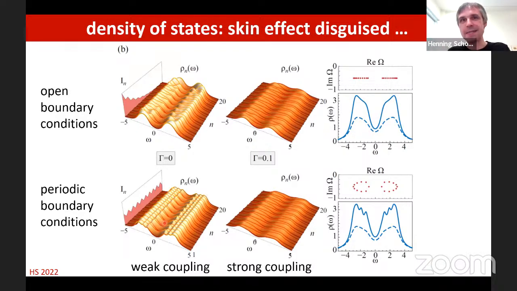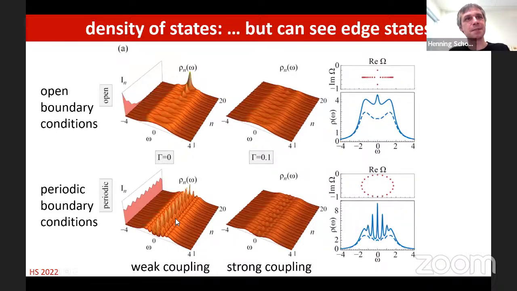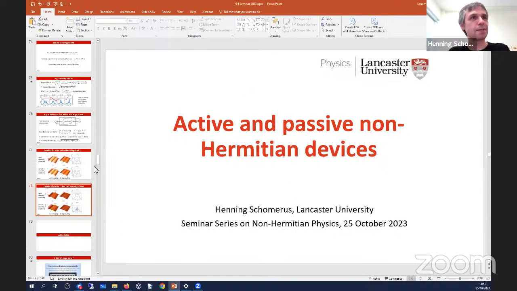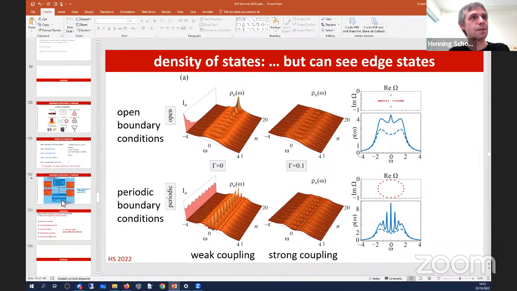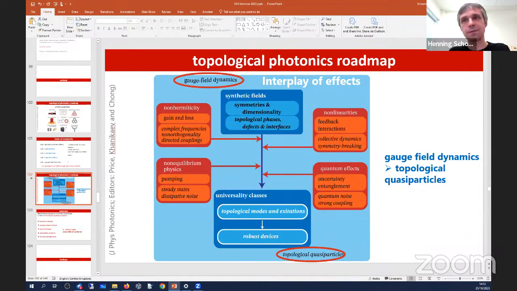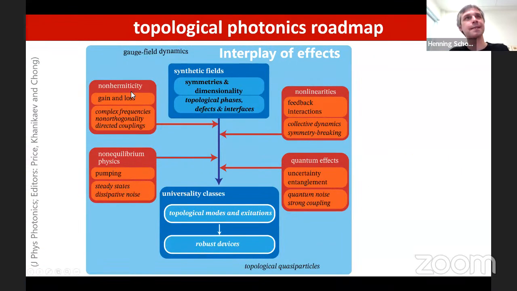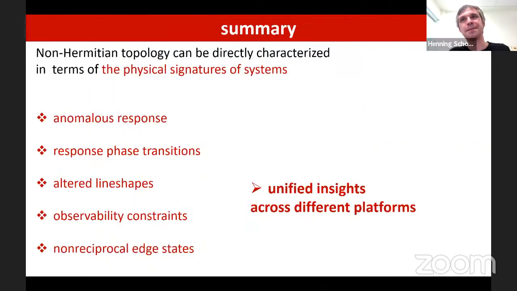Okay, so this is really the last message that I wanted to transmit. There are many other things that we could talk about, but this was not really my plan. This is just part of a really big picture of where you want to end up. You want to make systems more and more complicated, put in non-hermiticity. We would like to develop this to include nonlinearities. We're on the way to include more and more quantum effects. But our ultimate goal would probably be to go to topological quasi-particles. And we are still far away from there.